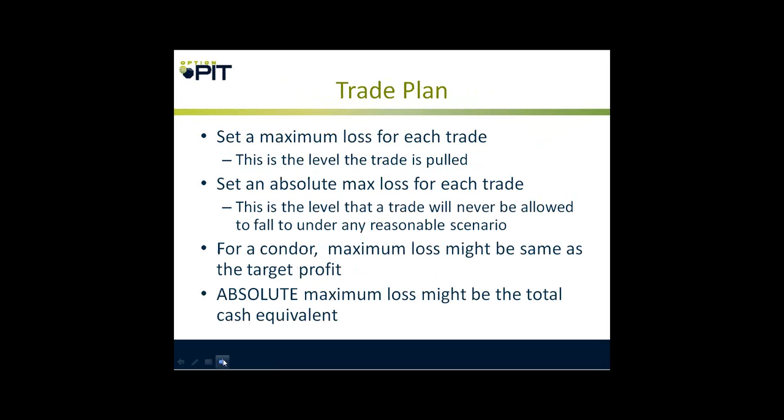Set a maximum loss for each trade. This is the level the trade is pulled. Set an absolute max loss. Now, this is a concept I really like. Absolute max loss. This is a level that a trade will never be allowed to fall to under any reasonable scenario. So for a condor, maximum loss might be the same as the target profit. The absolute max loss might be the total cash collected.